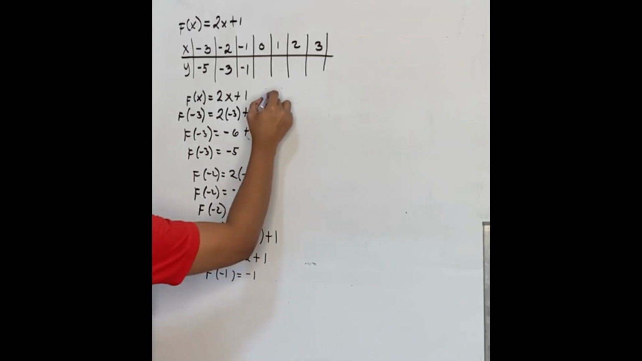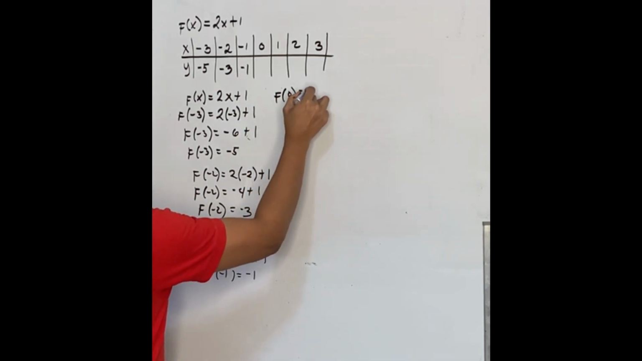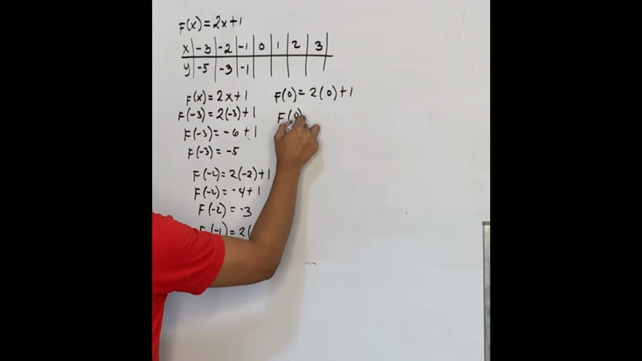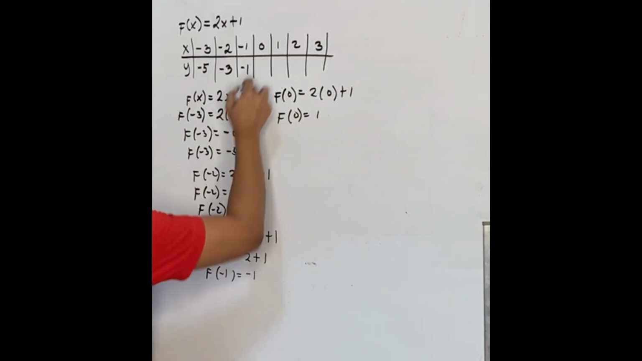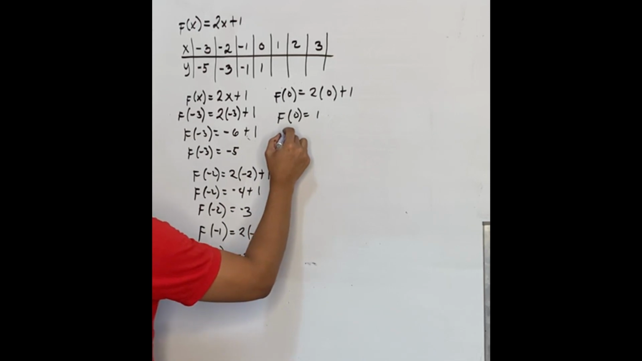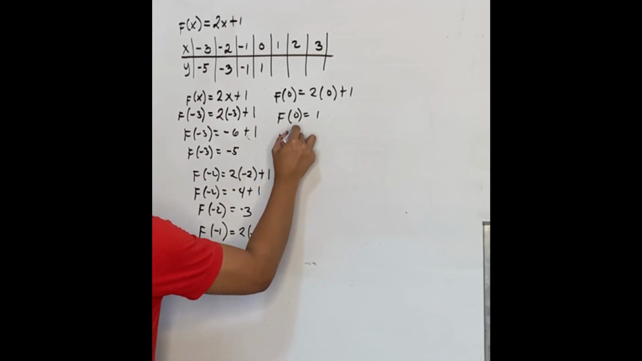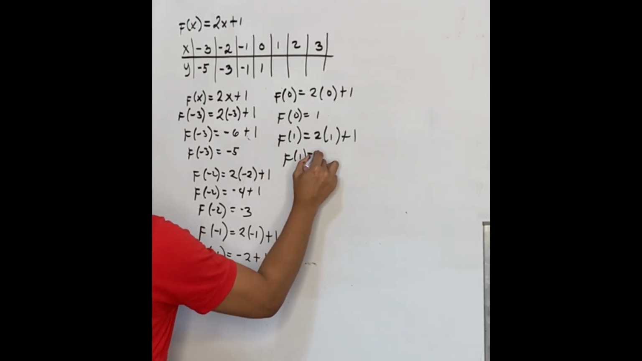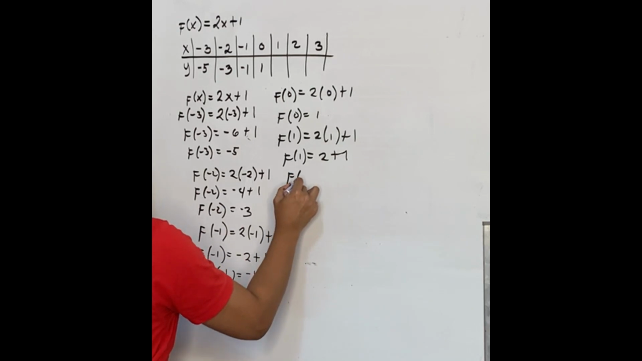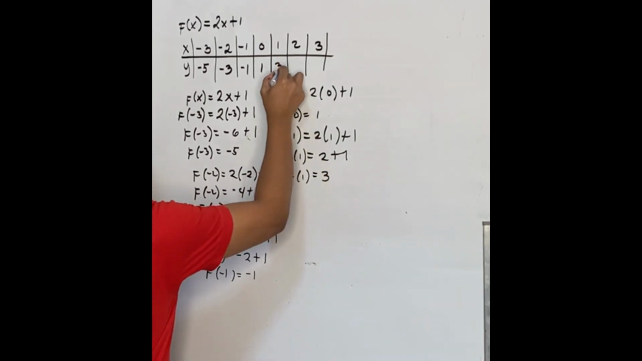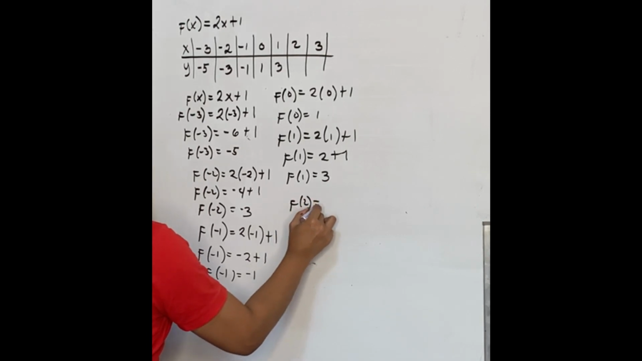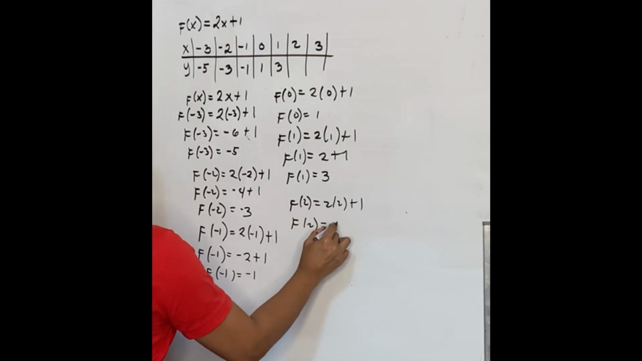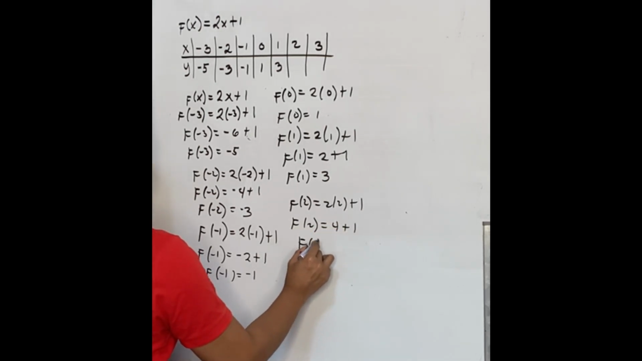Now let's move further. For f of 0 is equal to 2 times 0 plus 1. So f of 0 is equal to 1. f of 1 is equal to 2 times 1 plus 1. f of 1 is equal to 2 plus 1. f of 1 is equal to 3. f of 2 is equal to 2 times 2 plus 1. f of 2 is equal to 4 plus 1. f of 2 is equal to 5.